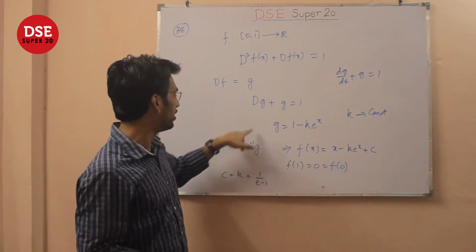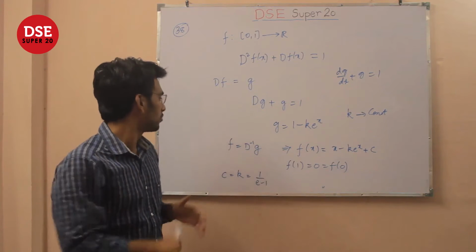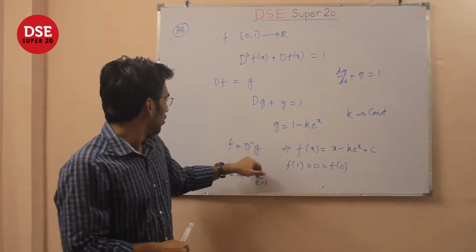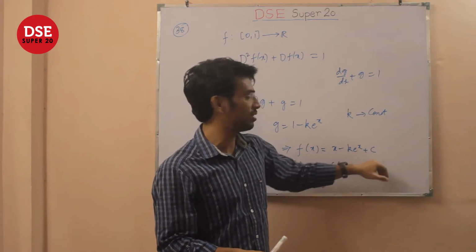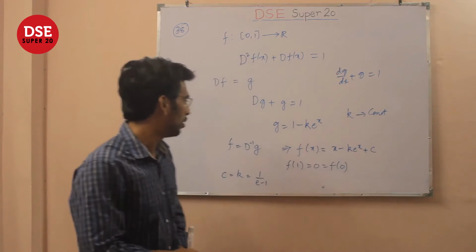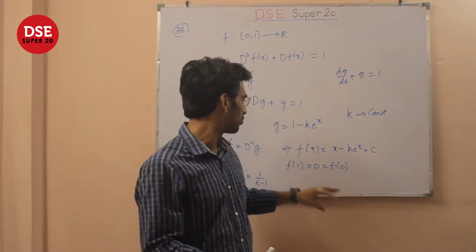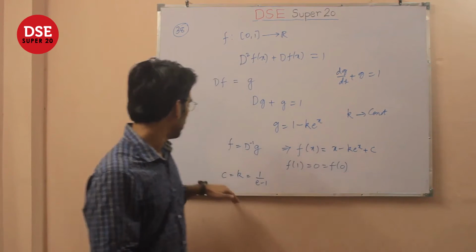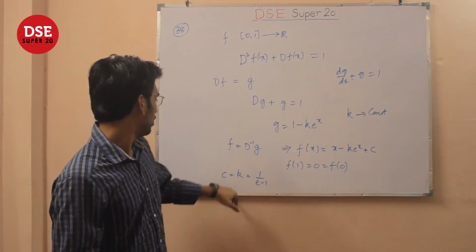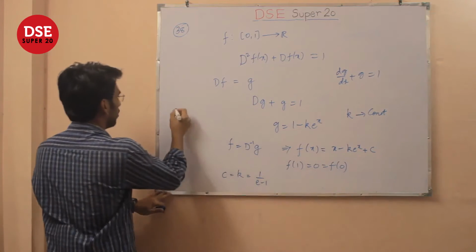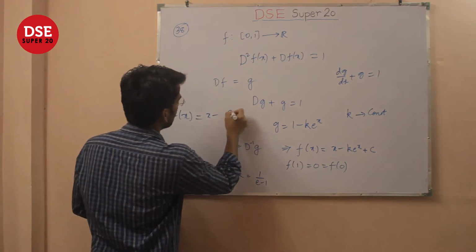Now f will be d inverse g. This is nothing but the integral of g, so we'll get f(x) = x - k e^x + c, and c is just the second constant of integration in the second step, and we're given the initial conditions f(1) = f(0) = 0. Just substitute them. We'll get c = k, and they're both equal to the value 1/(e - 1), and so the final function that we'll get is x - (e^x - 1)/(e - 1).